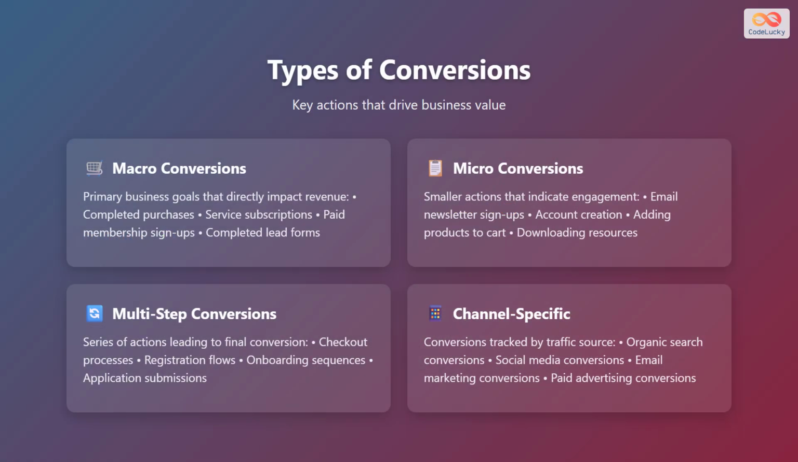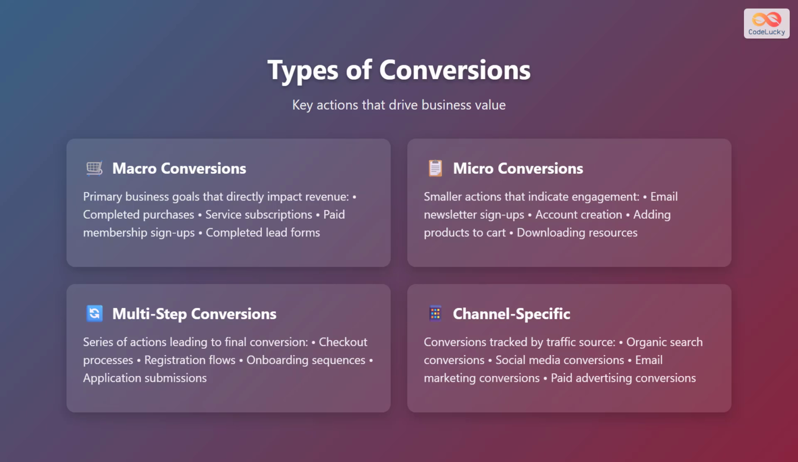Let's explore the different types of conversions that can drive business value. First, we have macro conversions. These are your primary business goals that directly impact revenue. Examples include completed purchases, service subscriptions, paid membership signups, and completed lead forms. Next, we have micro conversions. These are smaller actions that indicate engagement. Examples include email newsletter signups, account creation, adding products to cart, and downloading resources.